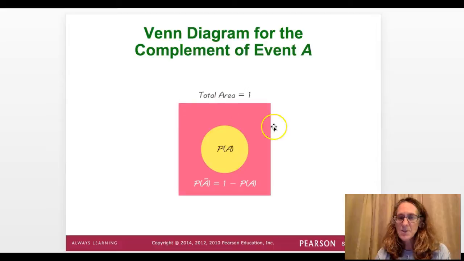Here's a Venn diagram showing that situation here. The probability of an event is the yellow circle, for example, probability of rain, and then the square is the total 100% probability, either it rains or it doesn't.